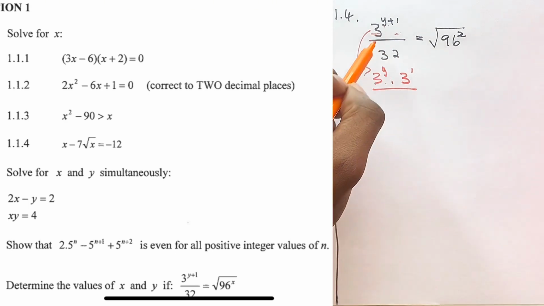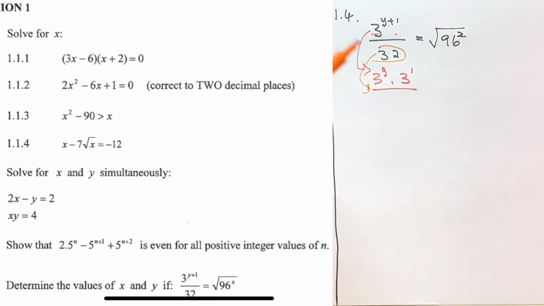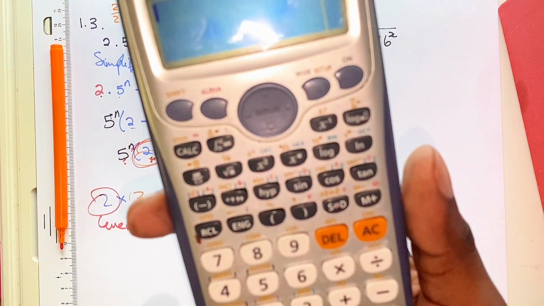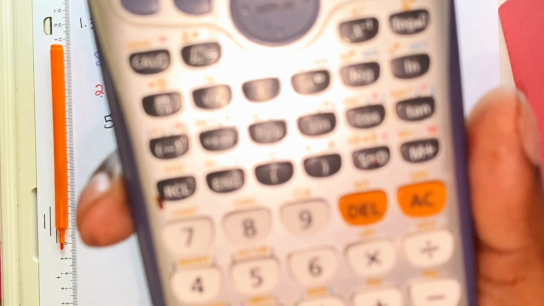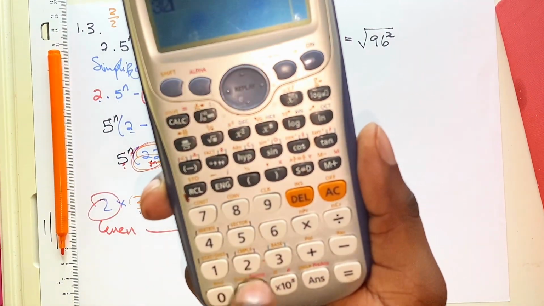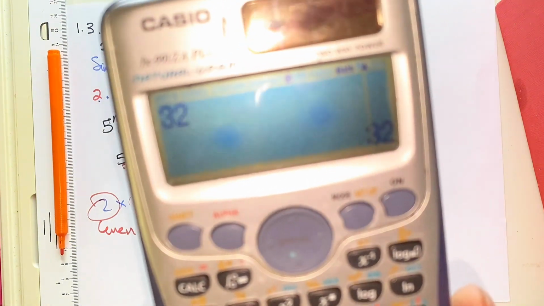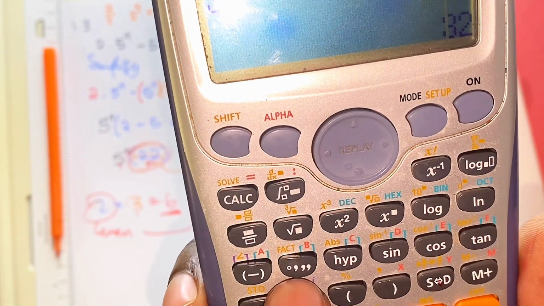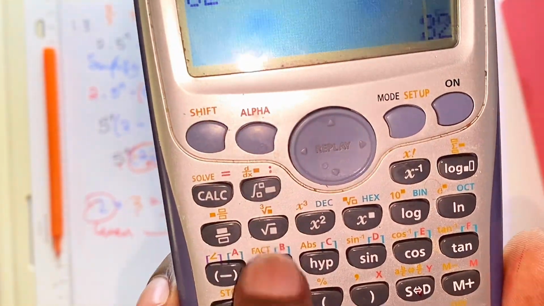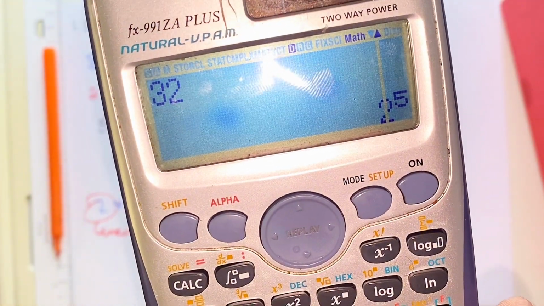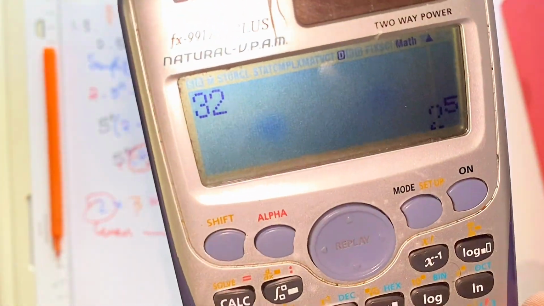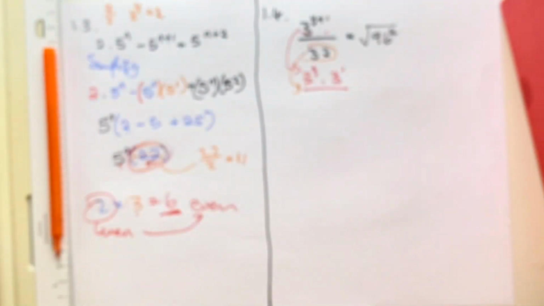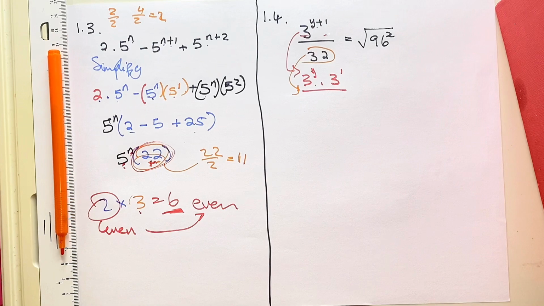Now 32. I want to also find its base. I want to also write it in exponential form. And the good thing about a calculator is that I can just press 32 and say equal to, and then press shift and the button that says factors, and it will give me 32 in exponential form, and you can see that it is 2 to the power 5. Now let's focus.